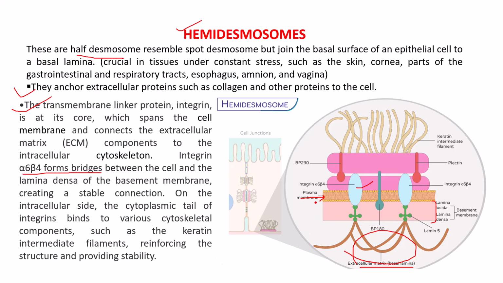So on the intracellular side, the cytoplasmic tail of integrins binds to various cytoskeletons. These integrin tails help to bind cytoskeletons such as the keratin intermediate filament here to provide stability. Other than integrin, there are two more proteins present, BP230 and plectin.